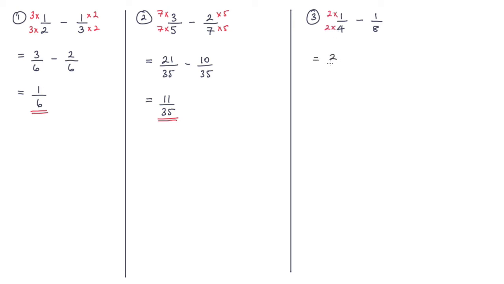which gives me 2 over 8 minus 1 over 8, which is simply 1/8. And final answer underlined.